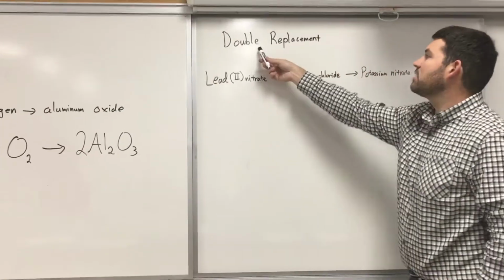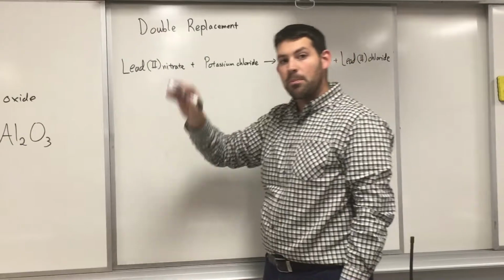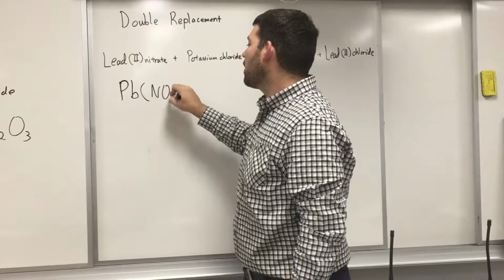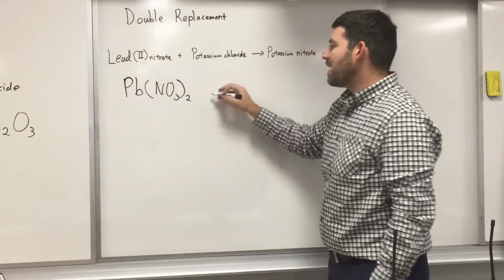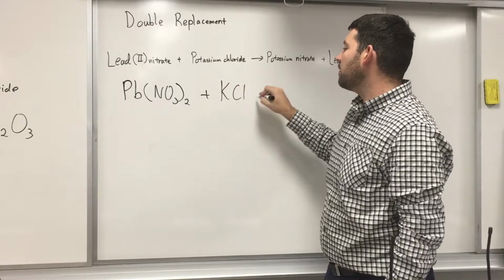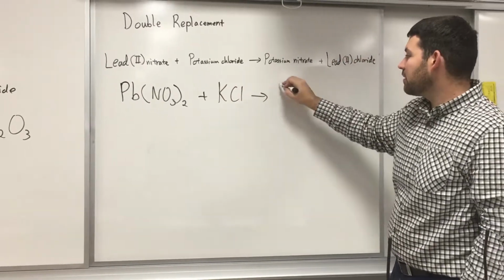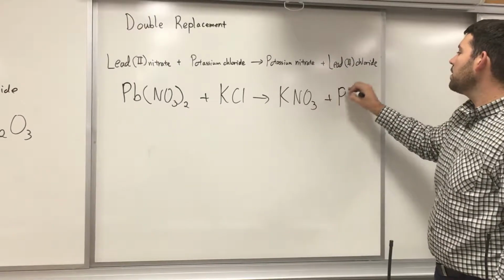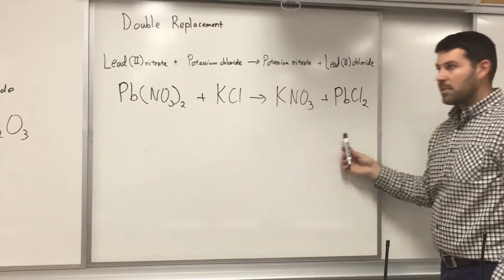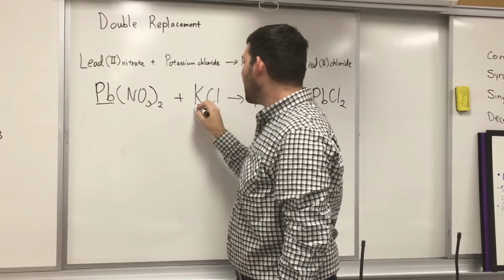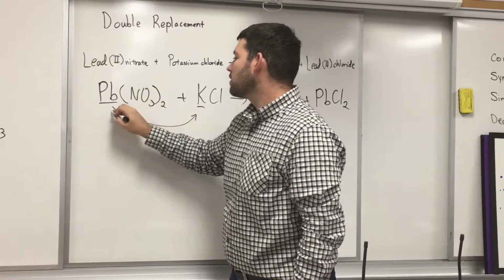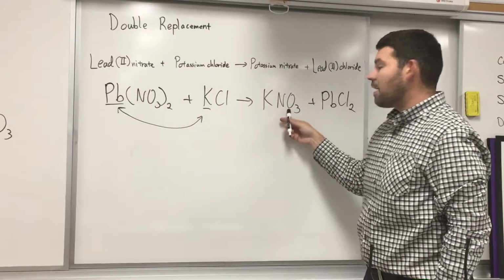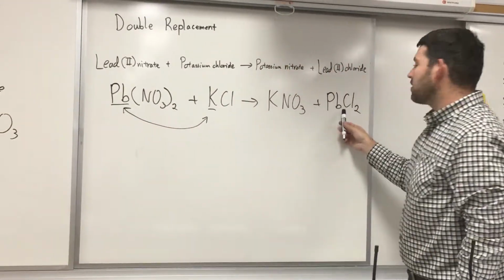Our 4th type of reaction is double replacement. It's like the single, but now both will be compounds. Lead 2 nitrate, Pb(NO3)2. Potassium chloride, that's just going to be KCl. It's going to form potassium nitrate, KNO3. And we're going to get lead 2 chloride, PbCl2. In this reaction, the lead and the potassium are going to switch spots. All right, so again, the metals replace each other. So the potassium is now with the nitrate, and the lead is now with the chloride.